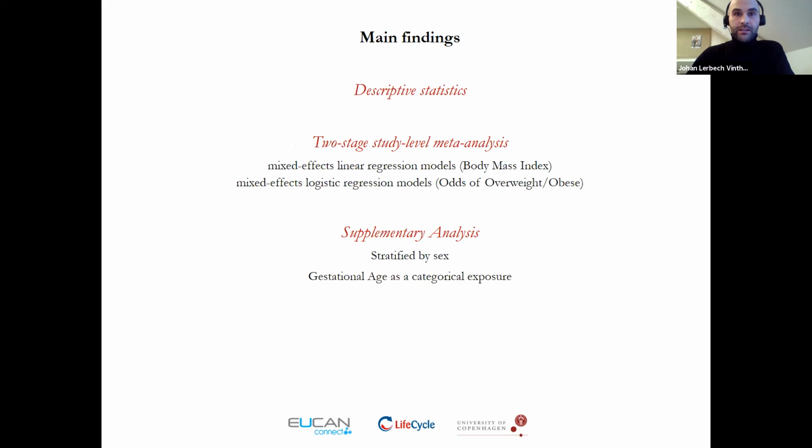Then shortly, descriptive statistics, and then a 2-stage study level meta-analysis on both outcomes. I've used mixed effects linear regression models for BMI and mixed effects logistic regression models for the odds of overweight and obesity. And then I will present just shortly the supplementary analysis where I've stratified the analysis by sex, and where instead of using gestational age as a continuous exposure, I've performed analysis with gestational age as a categorical exposure.